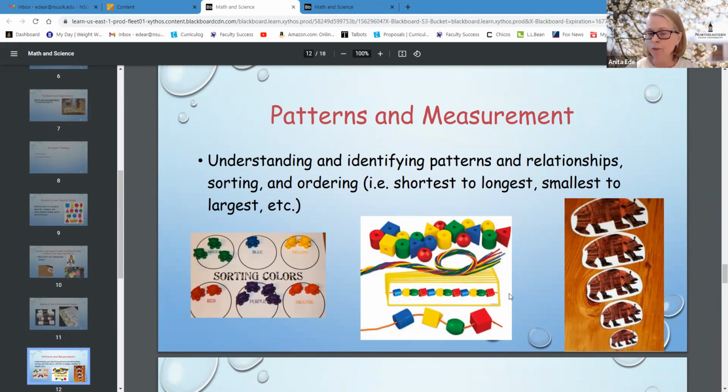Also, ordering from smallest to largest and largest to smallest is something you're going to start in pre-K, and it should be pretty much done by the time you're in kindergarten.